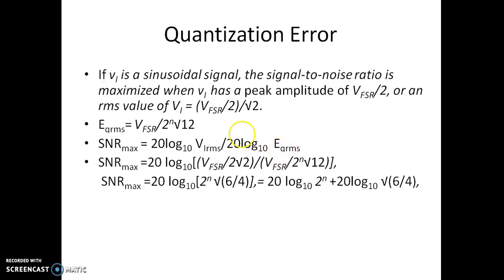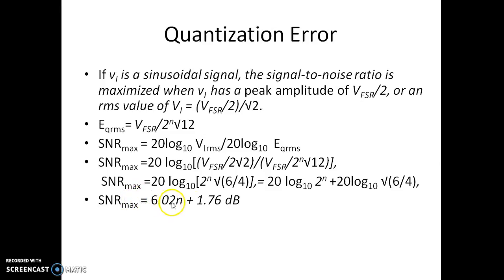And upon solving that, now you can see VFSR is there in both the cases. Now you can just cancel out. This is a very simple math, you can do it. And upon doing all this, it comes out to be SNR, signal to noise ratio. Here the noise happens to be the error voltage. Signal to noise ratio happens to be 6.02 n plus 1.76 dB. So we are supposed to have the signal to noise ratio as high as possible.